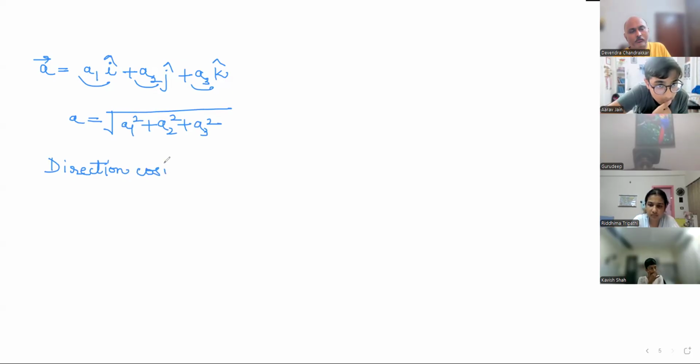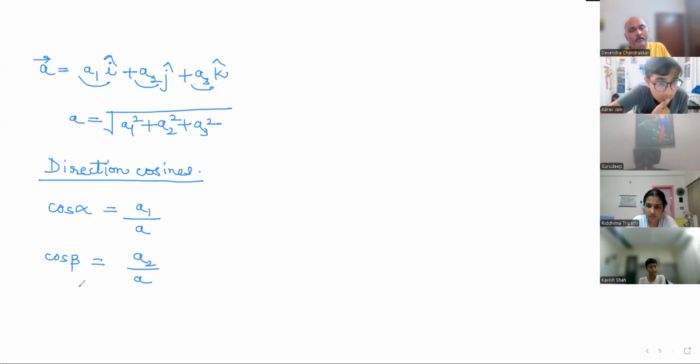These are the direction cosines of this vector. Now, what are these direction cosines? Cos alpha is a1, the x coefficient, upon the magnitude of the vector. Cos beta is a2 upon the magnitude of the vector.